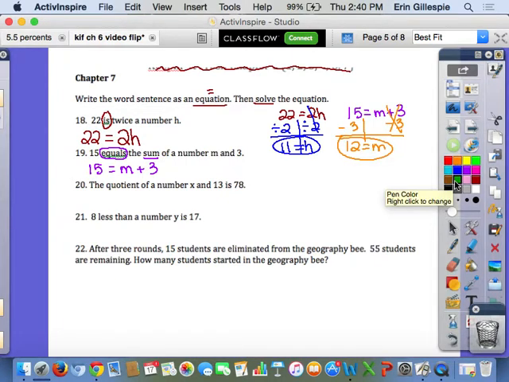20, the quotient of a number x and 13 is 78. There's my equal sign. Quotient means division. You can show division a few ways. We've been practicing showing it this way in Mrs. Gillespie's class, so x divided by 13. You could also do it this way, and that would be okay. And that should equal, "is" means equals, 78. So that's your equation, x divided by 13 equals 78.